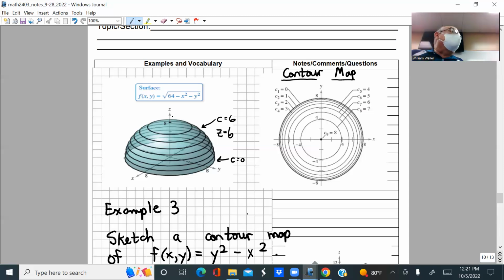So again, what's the idea of contour maps? Just so that we don't have to create 3-dimensional pictures. We can try to get an idea of what a surface looks like by just creating two-dimensional curves.